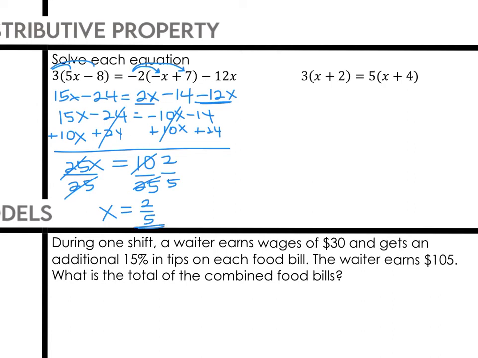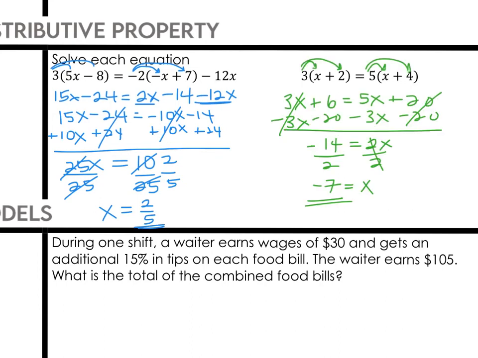All right, I'm going to have you pause the video and try the example on the right. Distribute the 3 and 5 in and then combine variables on one side, everything else on the other. Once you feel you've solved the problem, press play and we'll see how you did.